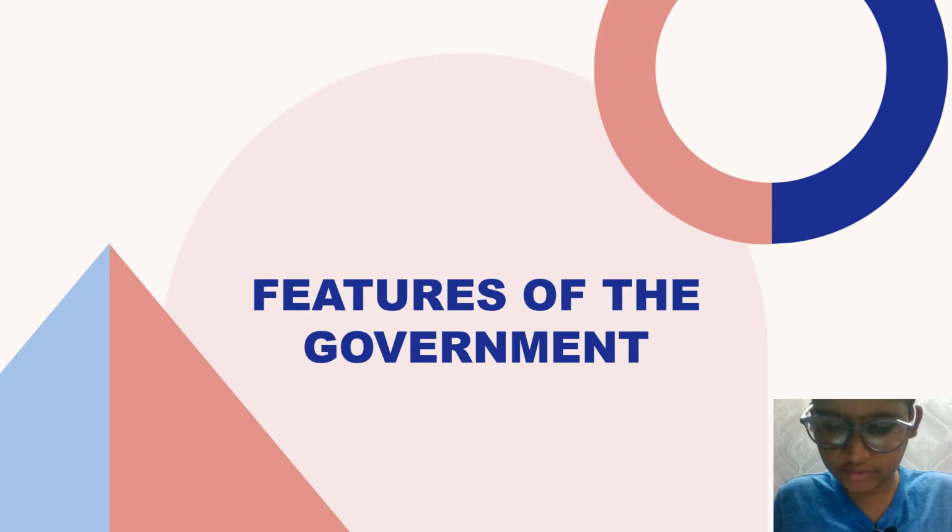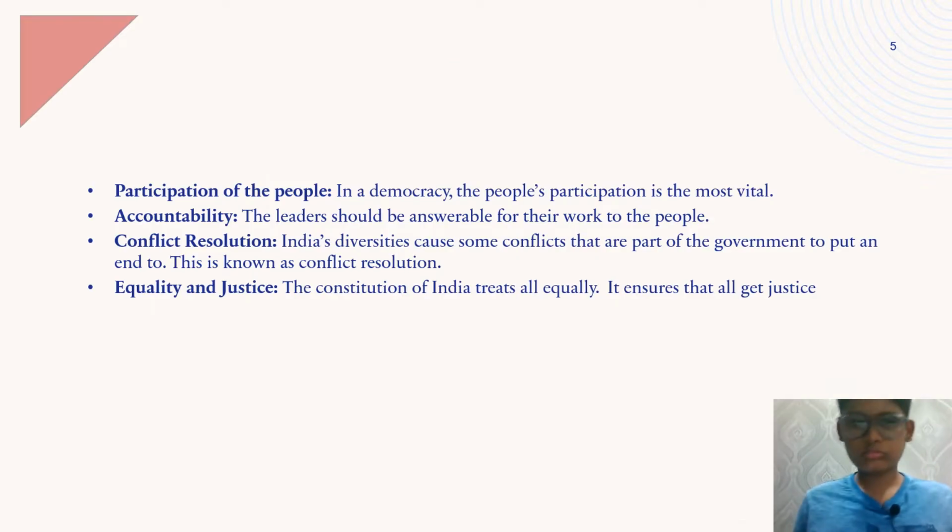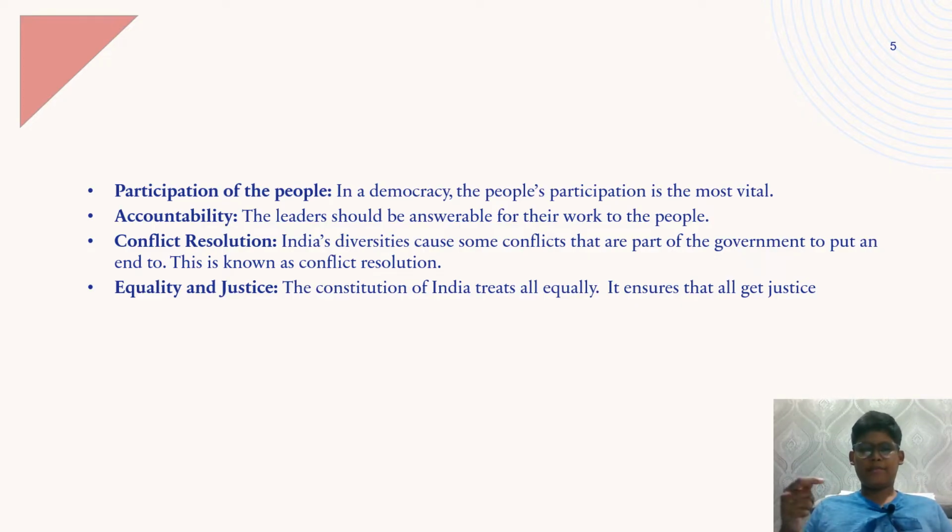Then we study the second part, the features of the government. There are four main features of the government. First, participation of the people, then accountability, then conflict resolution, and equality and justice. So let's start with the first one, participation of the people.